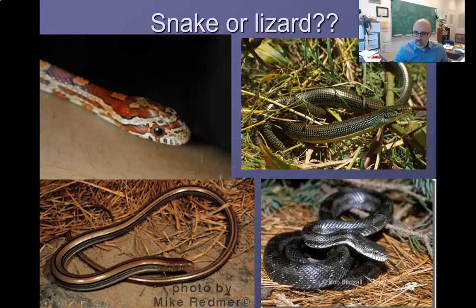We have a couple of legless lizards here in Cherokee County. Well, one species, and I've seen them from time to time. How can you tell the difference between a snake and a lizard? All right, if you look at these guys, can you see the differences?